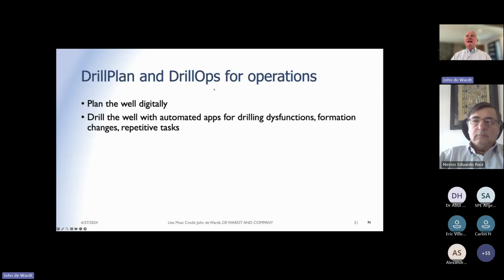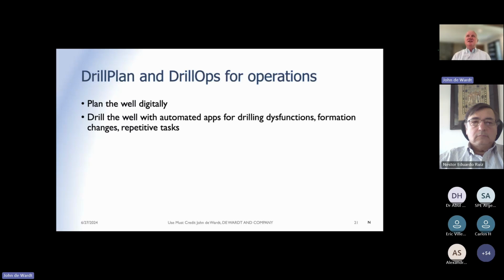And then they have DrillPlan and DrillOps for operations. So they're planning wells digitally. They came out with a digitized drilling planning system 4 or 5 years ago. And now they've taken this to the next step where you can use it. You can speed up your planning process significantly. And then you can actually come out with a digitized well program.